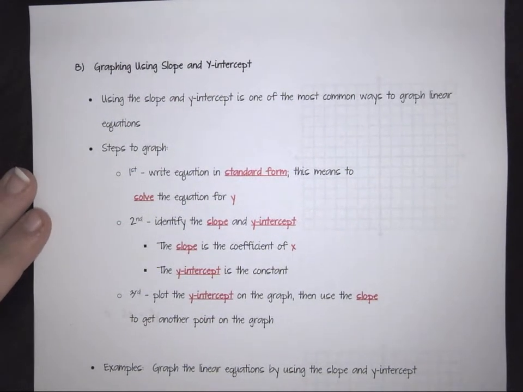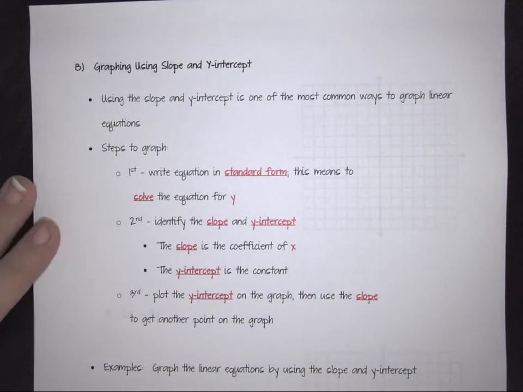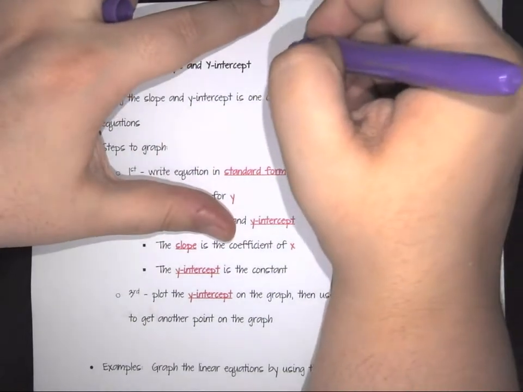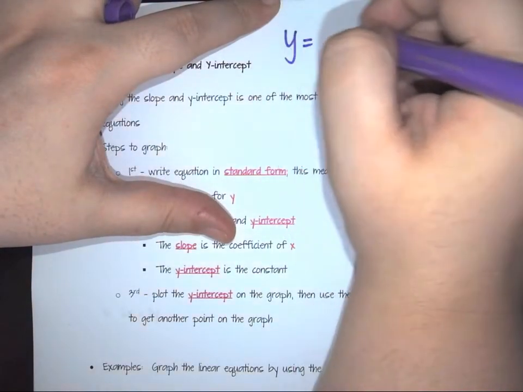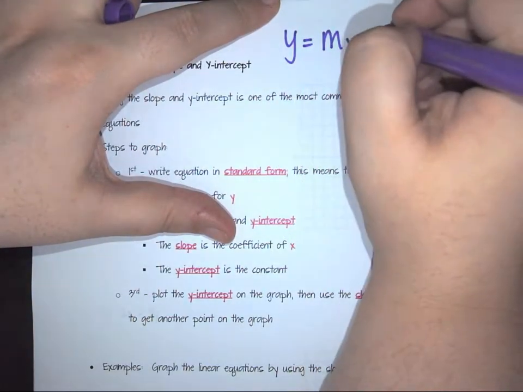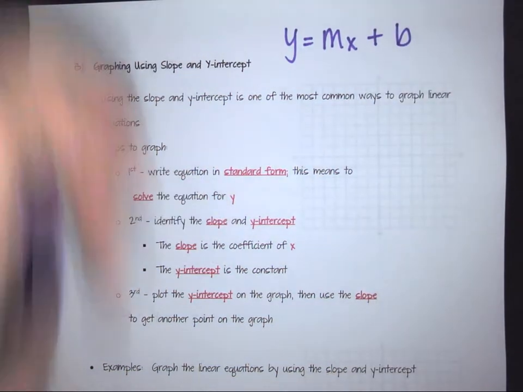One huge way to graph is by using the slope and the y-intercept. That means you have to understand where slope and y-intercept come from. They come from the fact that we have an equation that says y equals mx plus b.